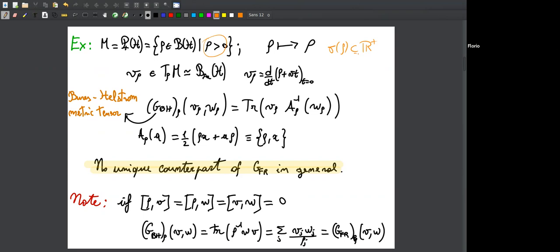Okay. It's that if you have this model, so you have these positive operators, now a tangent vector, you can basically identify it with a self-adjoint element by means of this simple computation.